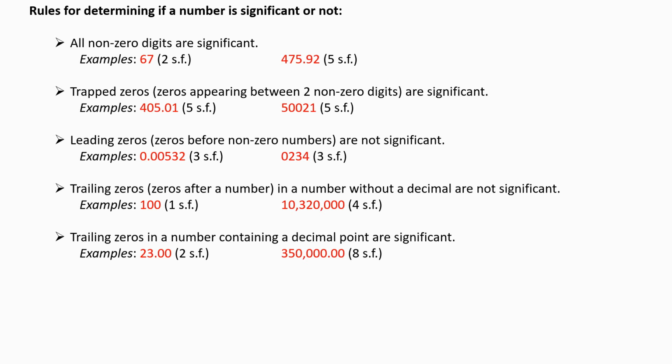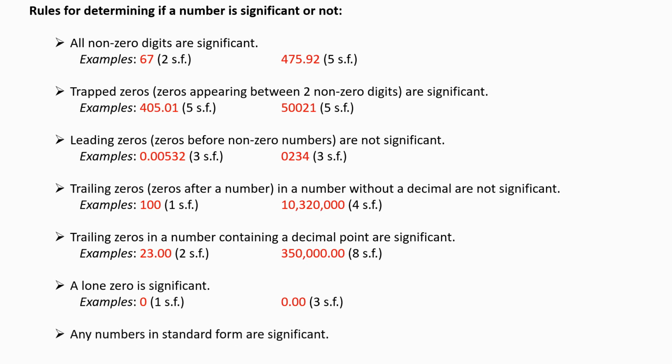Like in our example, we had 0.610. The zero after the decimal place, which was the trailing 0 after the decimal place, was significant, but the 0 before the number 6 is not significant. We have a lone 0, that is a 0 by itself is significant, or maybe 0.00 is significant as well. But if there was another number with the 0, then the 0 will not be significant.